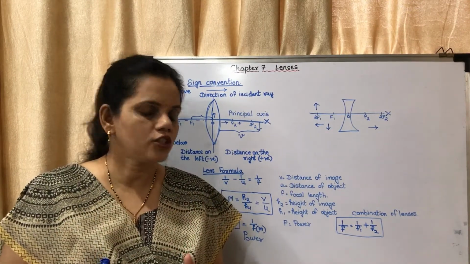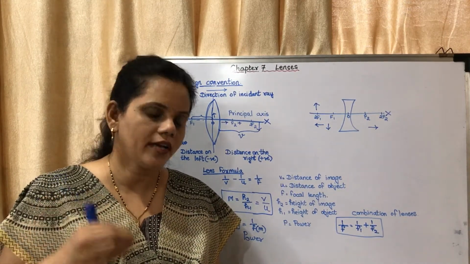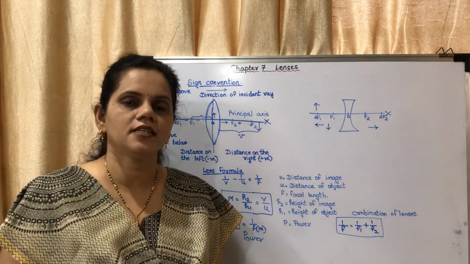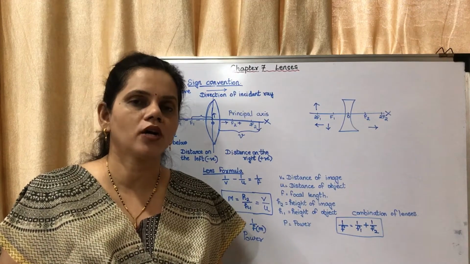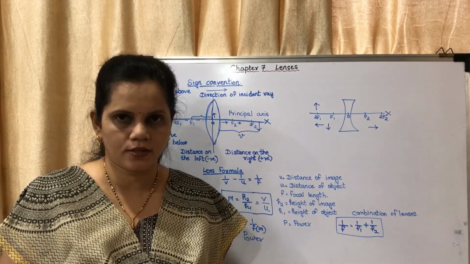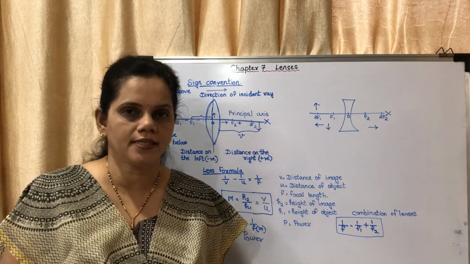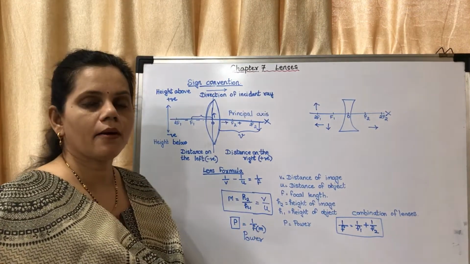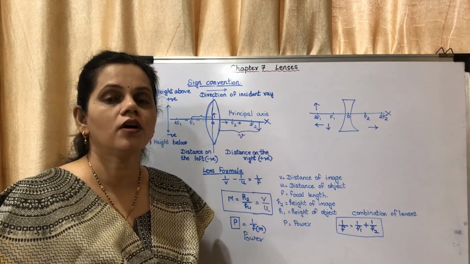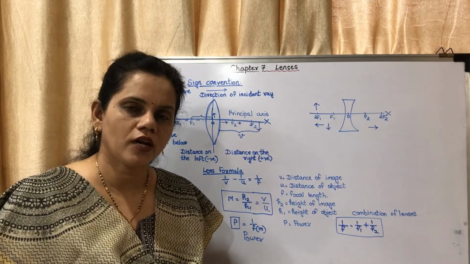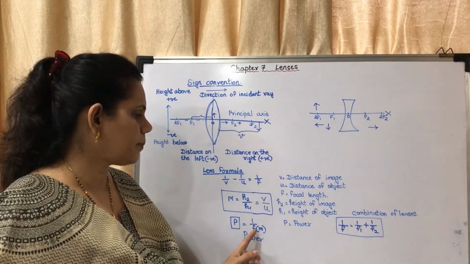Below that there is the definition. You may underline the definition. The capacity of a lens to converge or diverge the incident rays is called as power of the lens. What is power? Power is defined as the reciprocal of focal length in meters. That means P is equal to 1 upon F in meters. What does F stand for? F stands for focal length, but the value of that focal length should be taken in meters. So P is equal to 1 upon F.